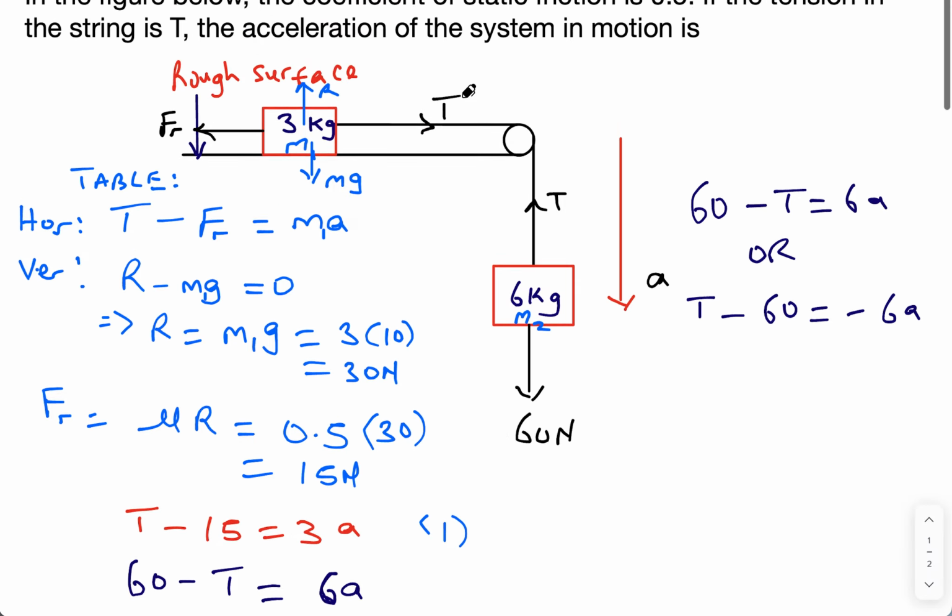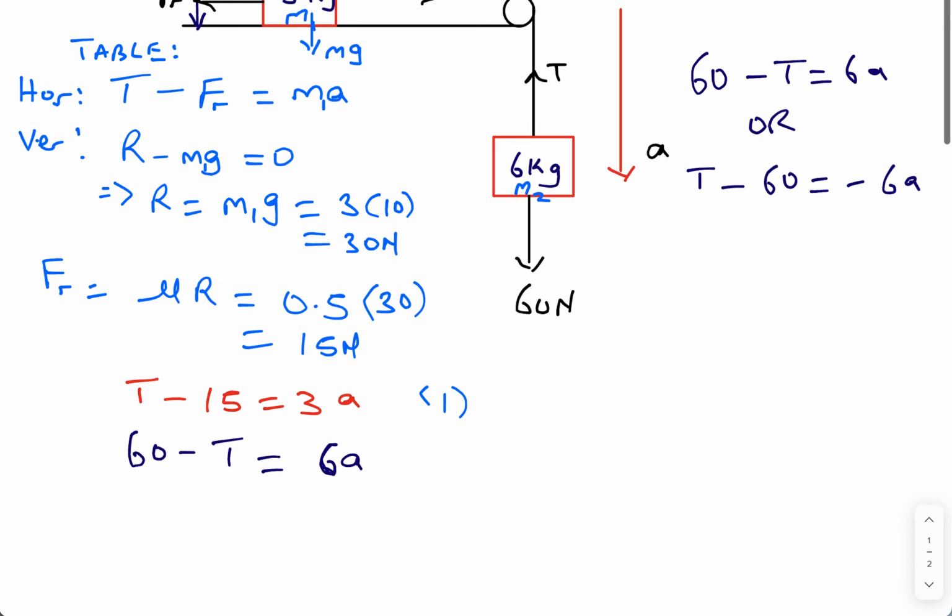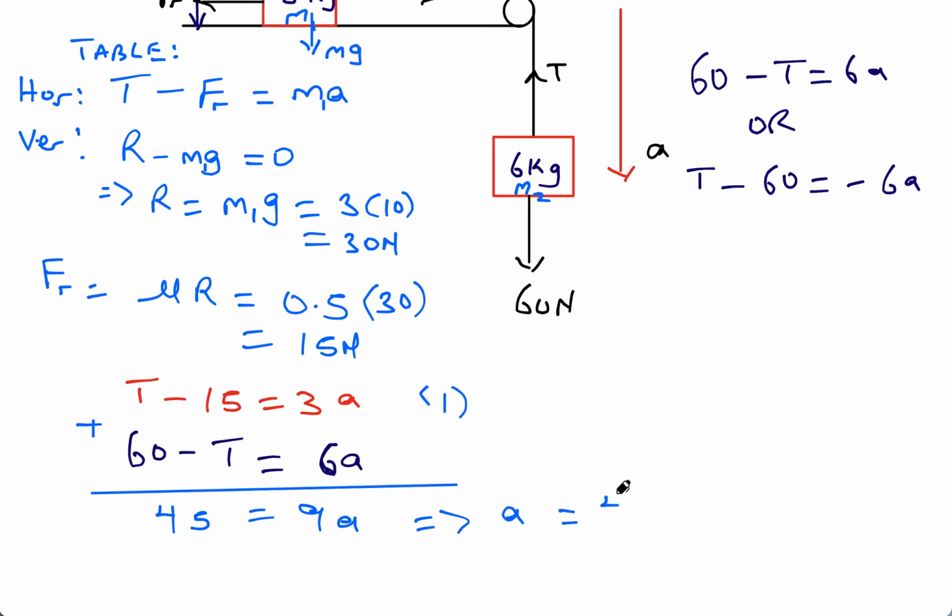Now, what you do here is that you solve this simultaneously and you solve for a and t. We are only asked to find the acceleration of the system, so you don't have to worry about the t. And we can see that we can actually add these two equations up. If we add the two equations, what do we get? There's t plus minus t, that will be 0. And there is negative 15 plus 60, that would be 45. And if we add this, 3 plus 6 is 9a. And that implies that a will be equal to 45 divided by 9.